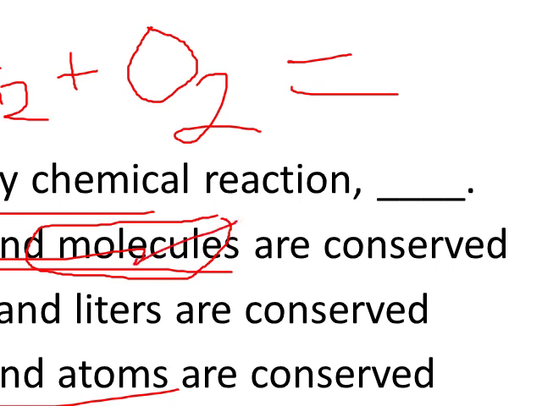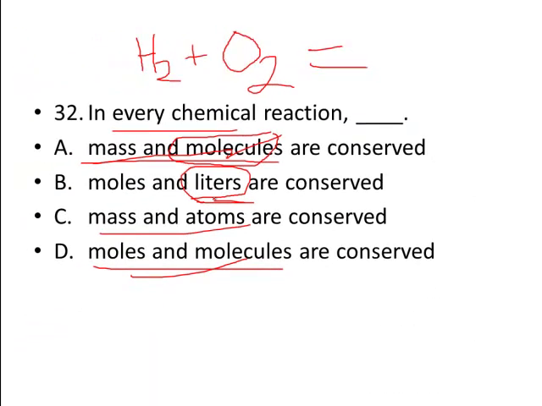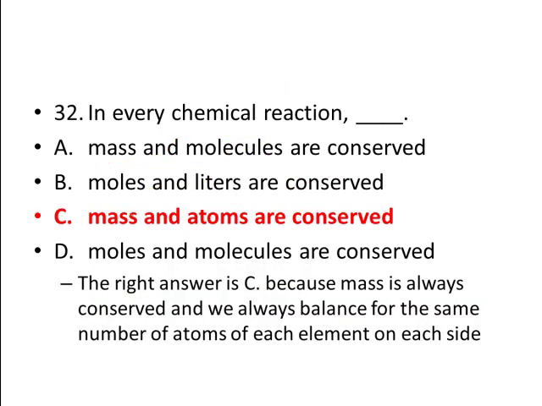We know mass is going to be conserved all the time, so B and C look like good answers, but we just took out the molecules option. So now we have to look at liters. Liters is kind of tricky because there are reactions, like making ammonia, where it is conserved, but there are situations where we're dealing with liquids and solids, and we're not really dealing with conservation of liters. So that's why this is kind of a half-right answer, but it's not the correct answer. So the correct answer is C, that mass and atoms are conserved.